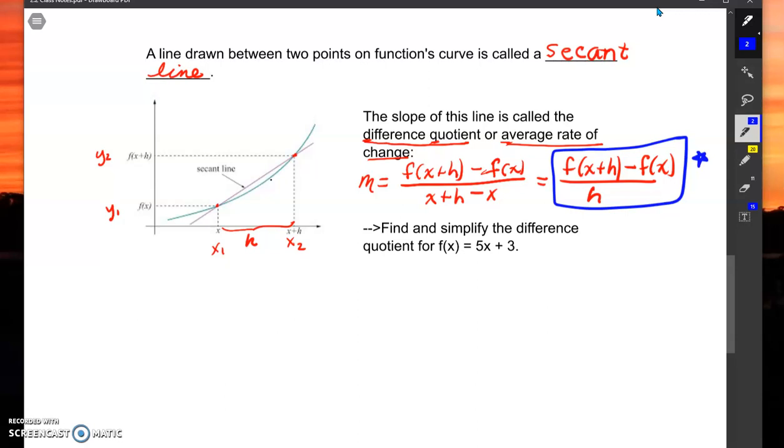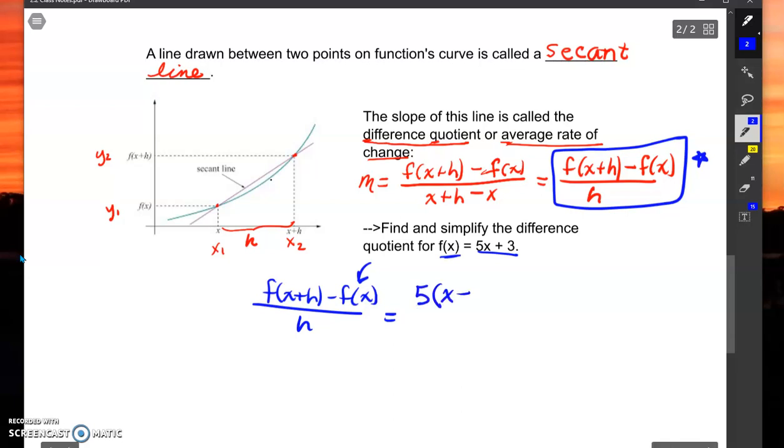So now we're asked to find and simplify the difference quotient for, and then we're given a function. So we're just going to plug in here. So our formula is to take f of x plus h minus f of x over h. So f of x is 5x plus 3. That's what we're going to put here for f of x. F of x plus h, we have to replace the x with x plus h. So 5 times x plus h plus 3. Okay, that's f of x plus h. You guys see where I'm getting that?